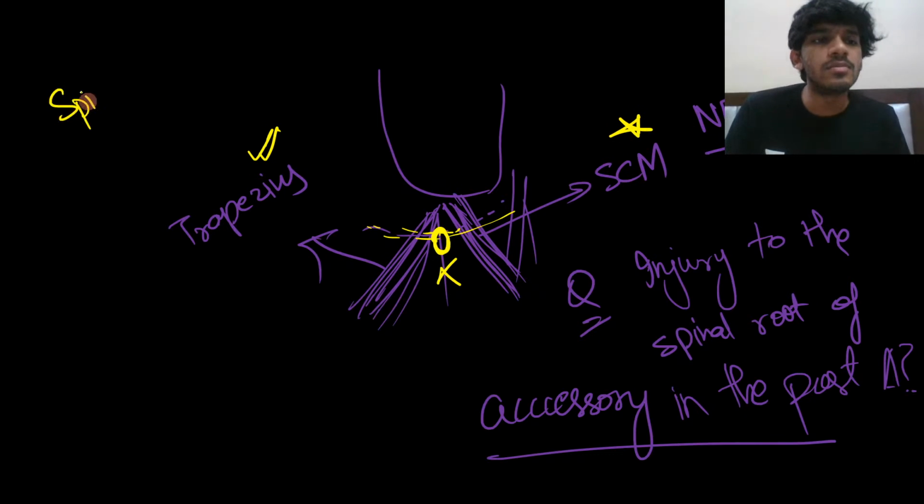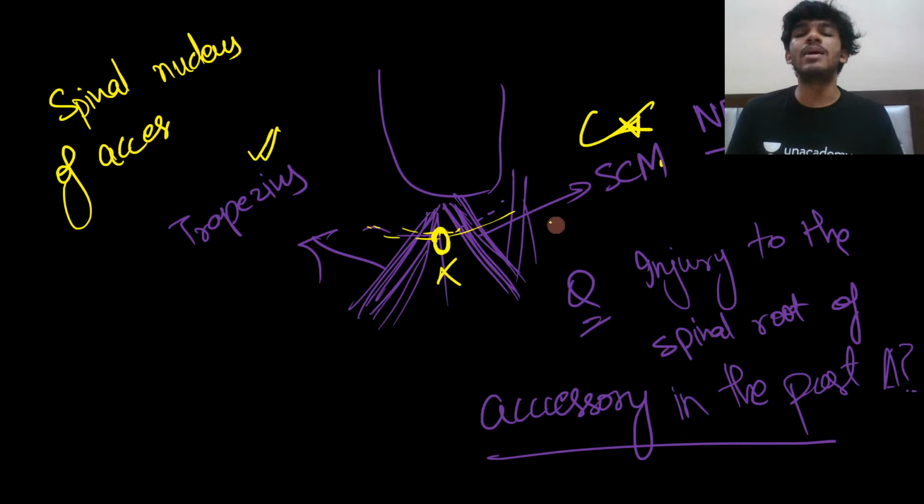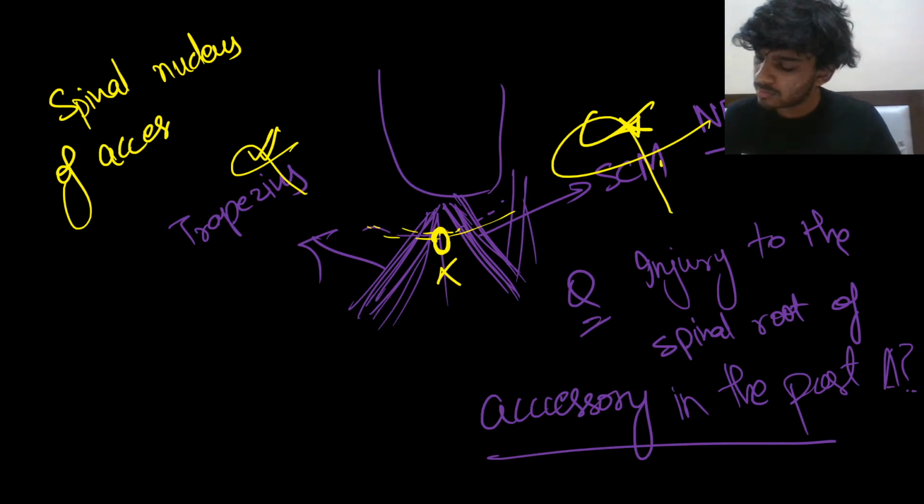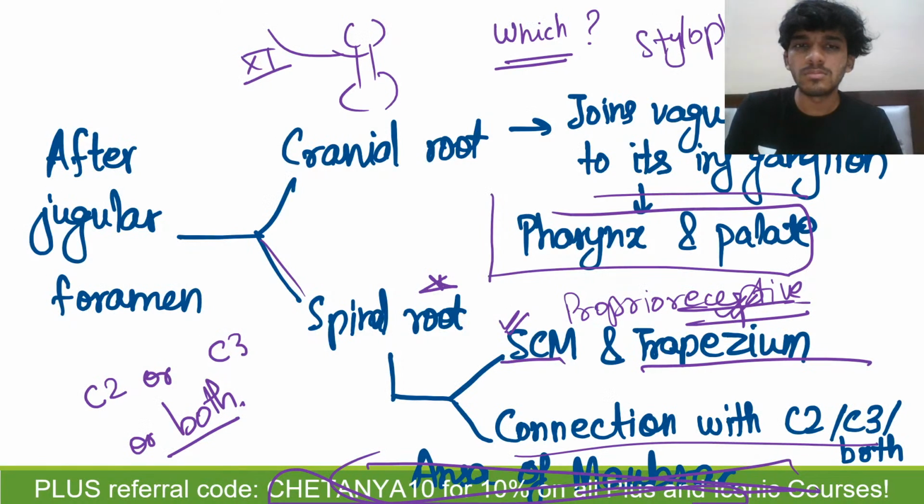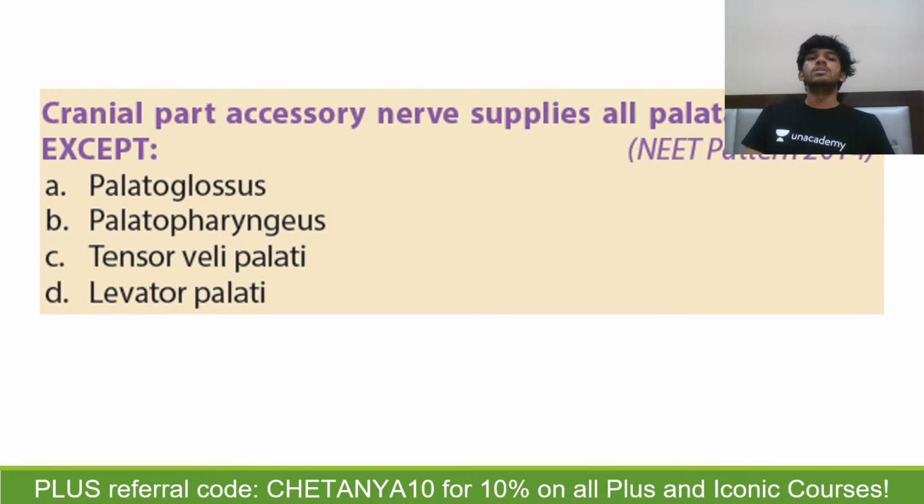But what if the spinal nucleus of accessory nerve is injured? In that case, you will lose the sternocleidomastoid sensation and you will lose the trapezius sensation. In that case, both sensations will be gone. Yes, long thoracic nerve. Right. So we're here. So I already told you the cranial part of accessory supplies all the palatal muscles except.